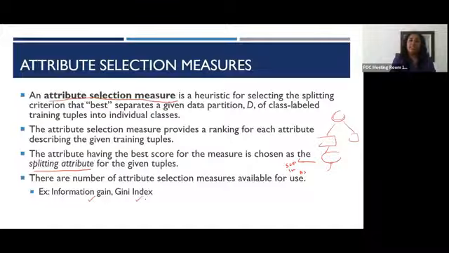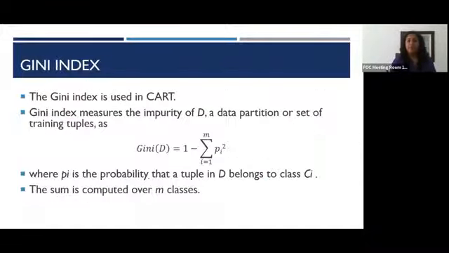So we are using the Gini index. Let's see how the Gini index is computed using an example. Here it says the Gini index is used in CART. We are going to learn it because of that. The Gini index measures the impurity of a data partition or set of training tuples.